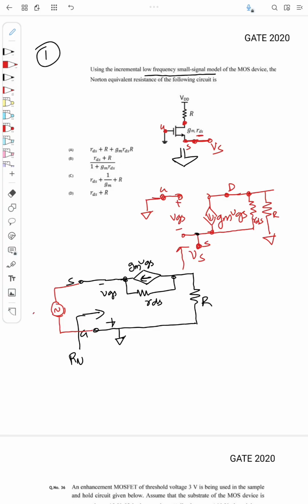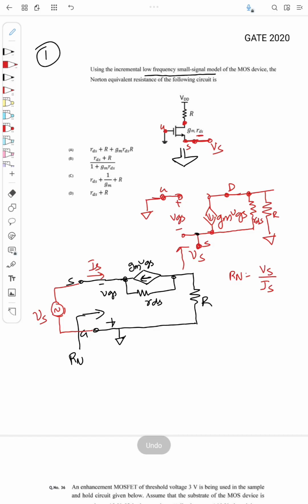So let it be Vs, and from the source there is a current Is flowing. So what is Rn now? Rn will be equal to Vs by Is. So I need to find this Vs in terms of Is. How will we find it?